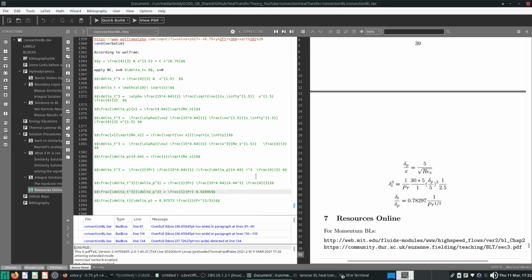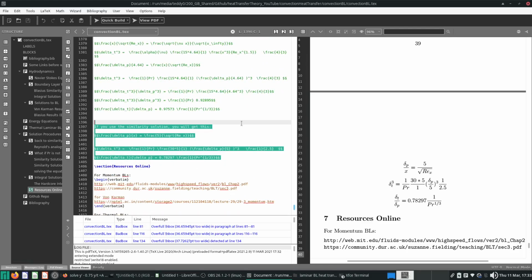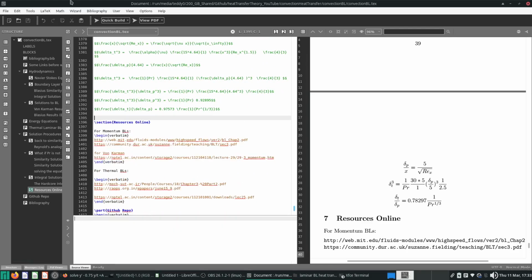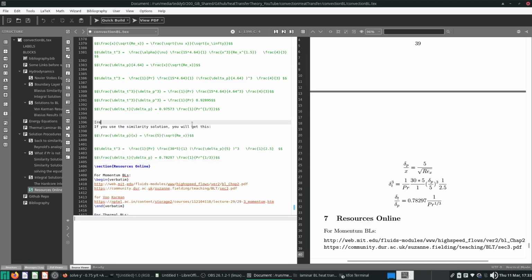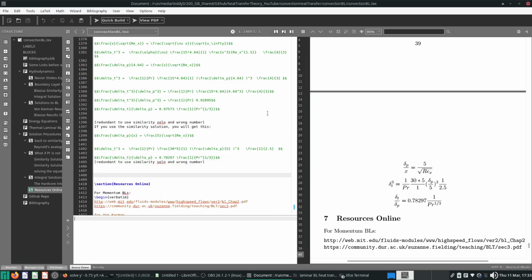Okay, so actually, yeah, why bother? You don't even need this anymore. That's wrong. Let's take that out. Okay, redundant and wrong. Redundant to use similarity solution and wrong number. Okay, so I'll just leave it here. I'll leave my mistakes for you to see so that you know what went right, what went wrong.